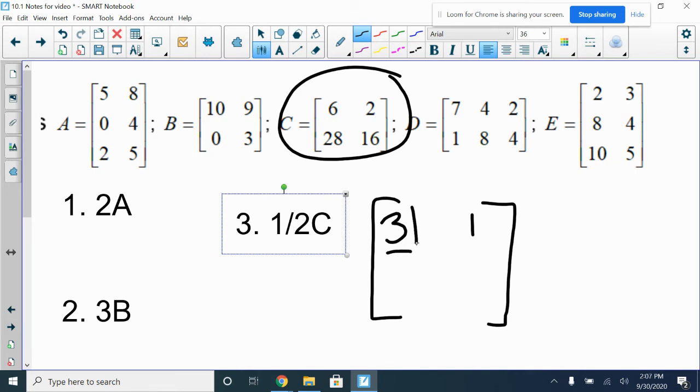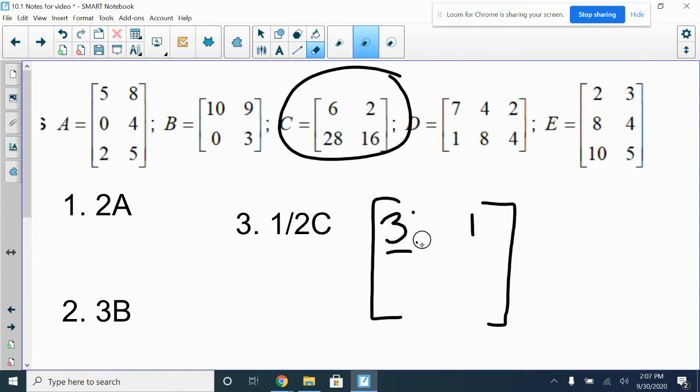The half times 2 stayed in our first row, second column, and half of 2 was the 1. And then we're going to say half times the 28. So we're in that second row, first column. Half of 28 is going to be 14, and we're going to leave it in that same spot. And then we have half of 16. So half times 16 is 8, and that's in that second row, second column. And we are going to leave it in the same spot.